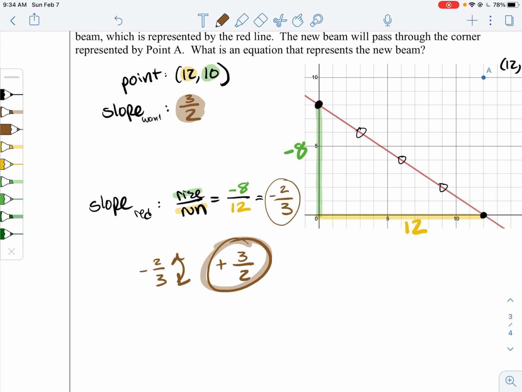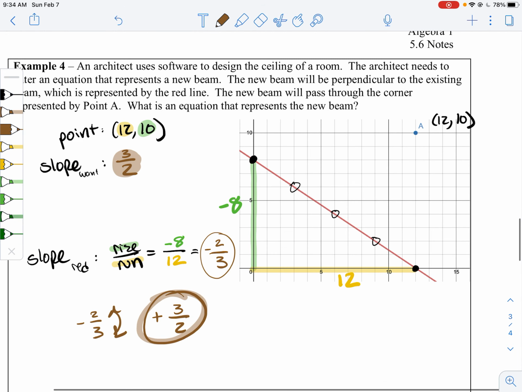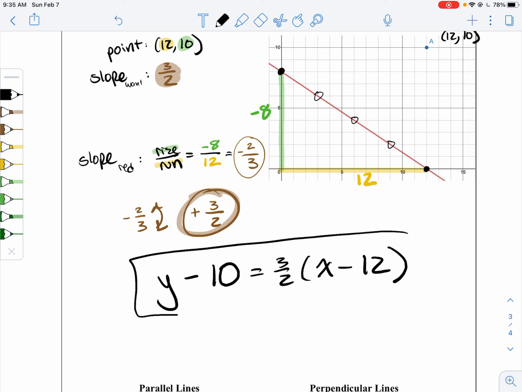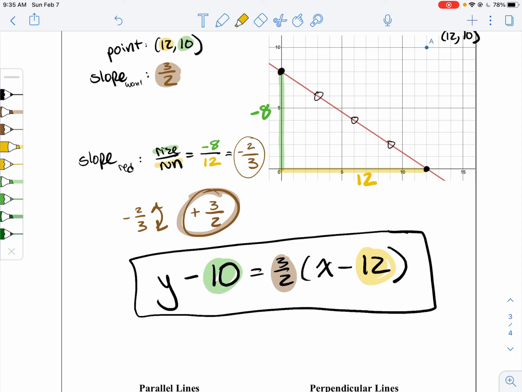Ta-da! So that's the equation of the line. Let's write that big and fancy. We have y minus y1 equals m times x minus x1. And there you have it. That is the equation of the line. Again, y minus y1 equals m times x minus x1. That's so good. Nailed it.